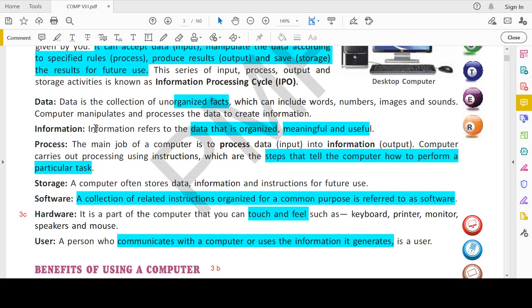So how do we organize? We need to process them by using the processing device of the computer. The main job of the computer is to process data into information. Computer carries out processing using instructions, which are steps that tell the computer how to perform a particular task. So, step by step, it follows certain instructions to process the data.